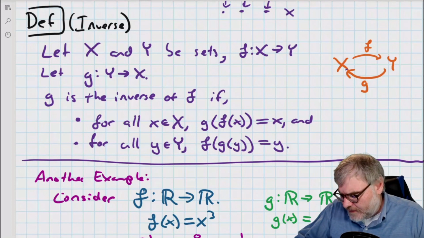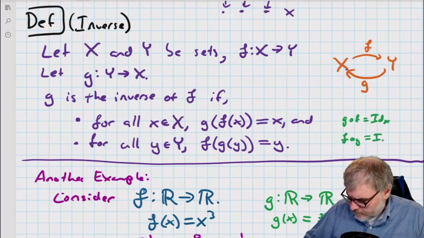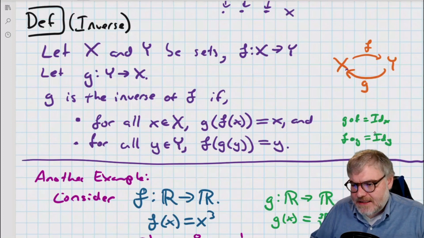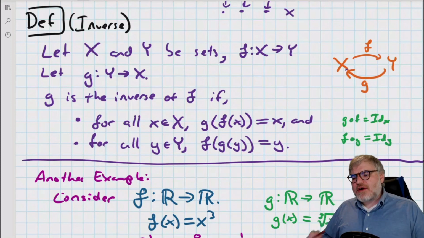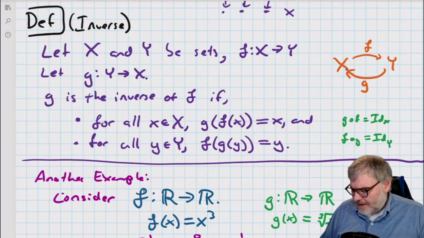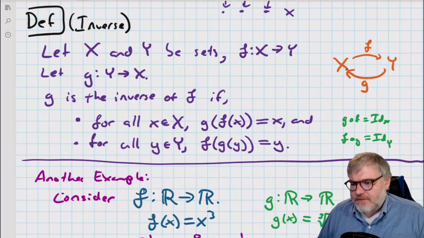So in other words, if I compose g and f together, I wind up with the identity function on X. And if I go in the other direction, I wind up with the identity function on Y. Okay, so let's do another example.